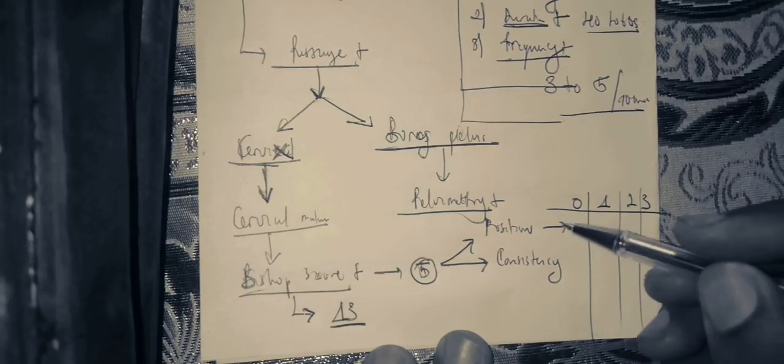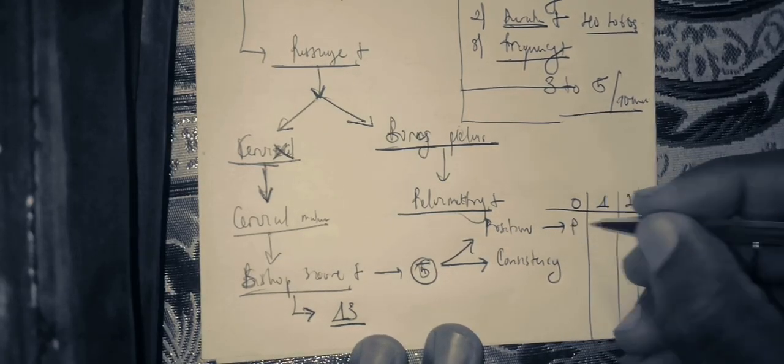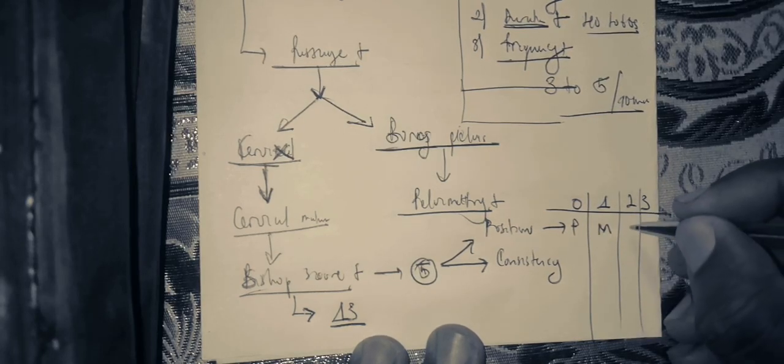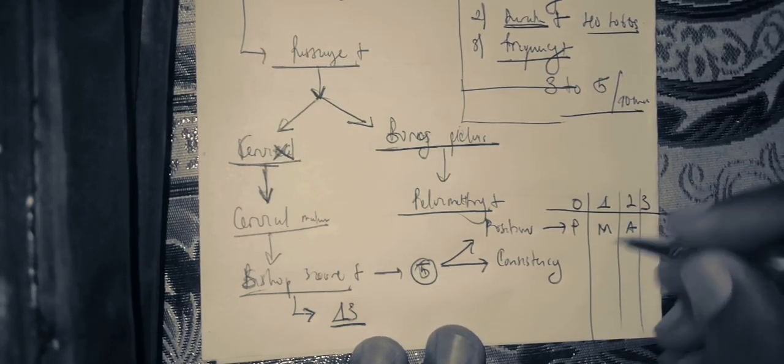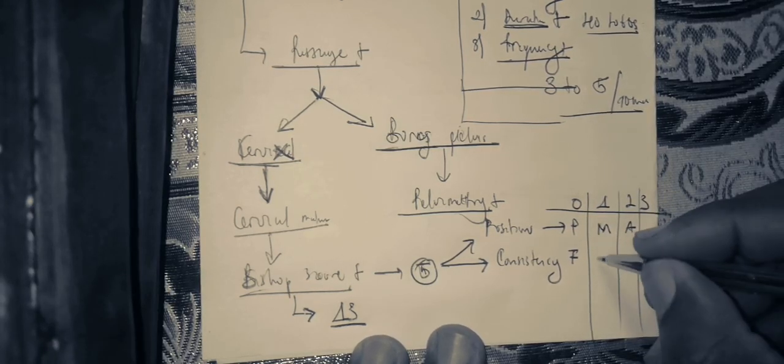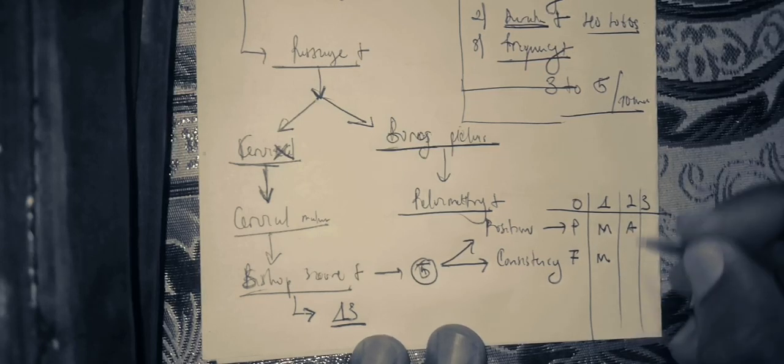For the position, if it is posterior, it is 0. If it is mid position, it is 1, and if it is anterior, it is 2. For the consistency, if it is firm, it is 0. If it is medium, it is 1, and if it is soft, it is 2.